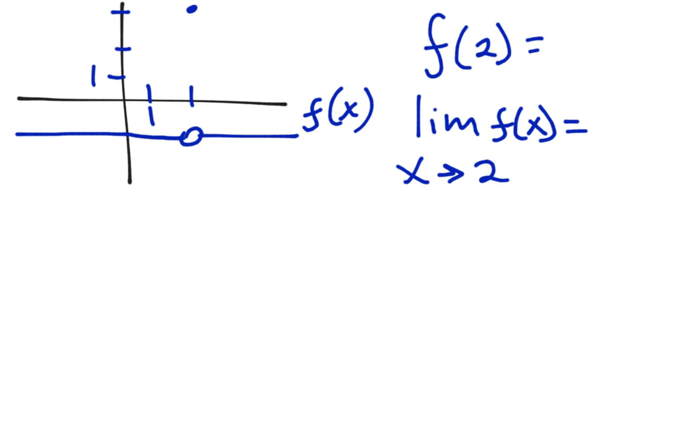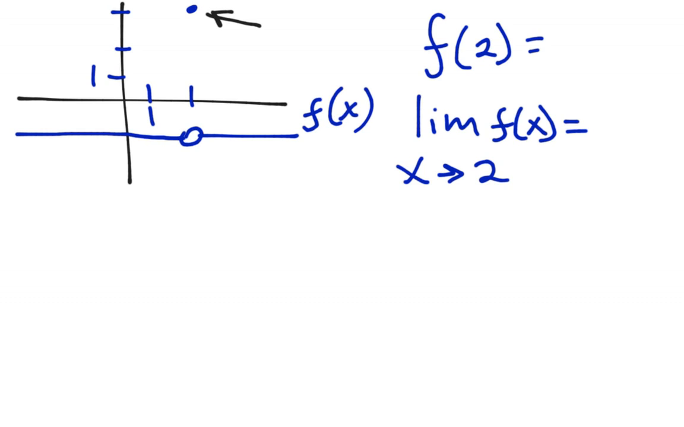Here's a problem. Here's our function in blue. Notice that going along, and then here it jumps up to that point up there. Uh-oh. And then it keeps going along down here. So basically a straight line with a hole and a point up there. I want to know two things: what f of 2 is, and what the limit as x approaches 2 of f of x is.